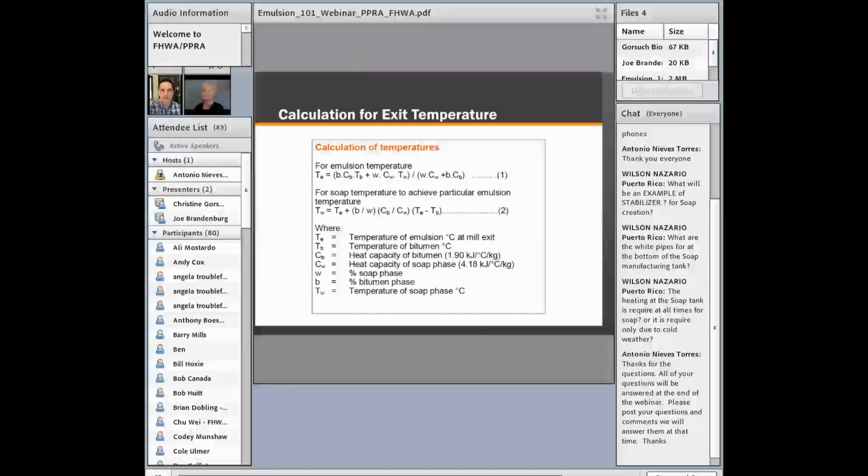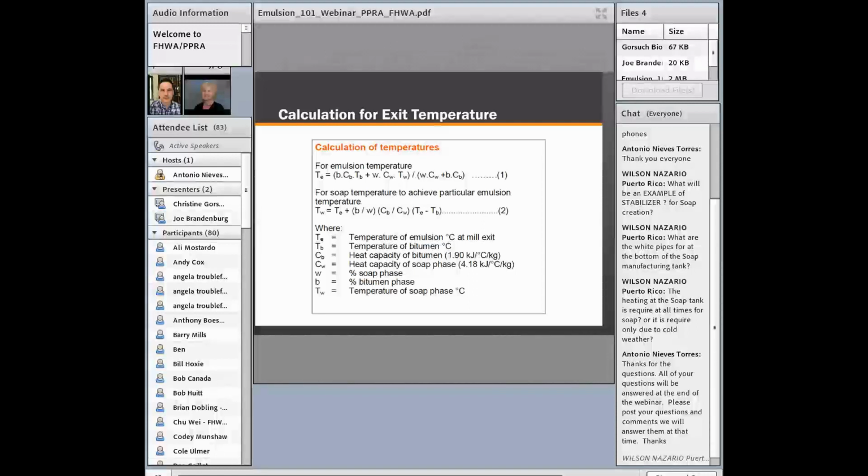Here's the calculation that I mentioned earlier, and this is a calculation so you can determine your emulsion temperature, and it's also for soap temperature to achieve a particular emulsion temperature. So with these variables, if you plug them in, it can be very helpful in determining what your temperature should be as you begin to manufacture.